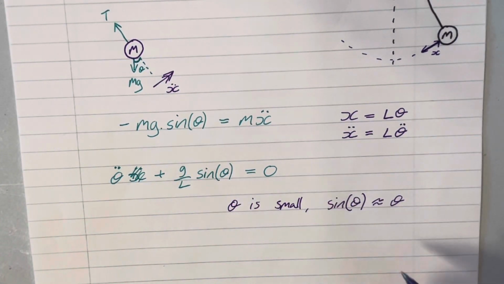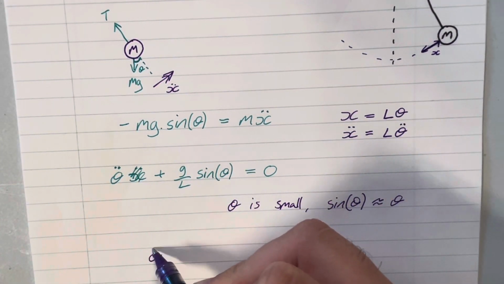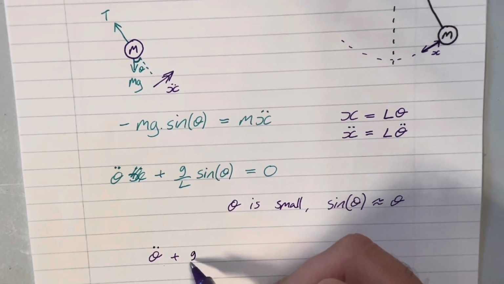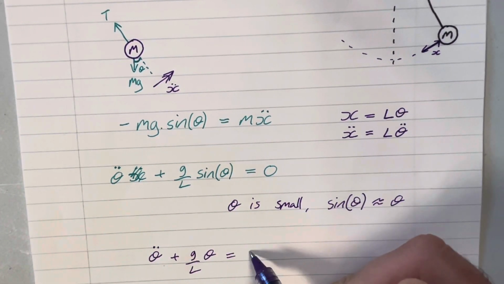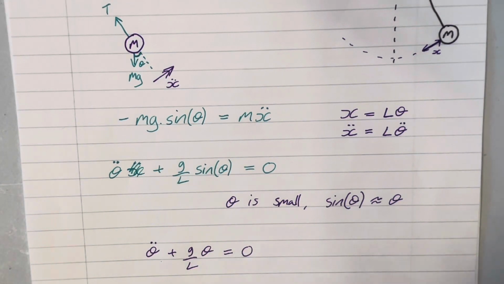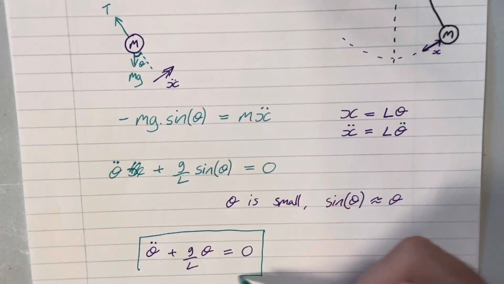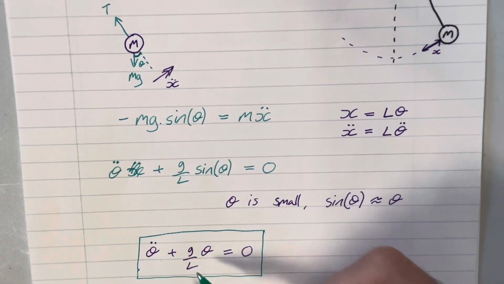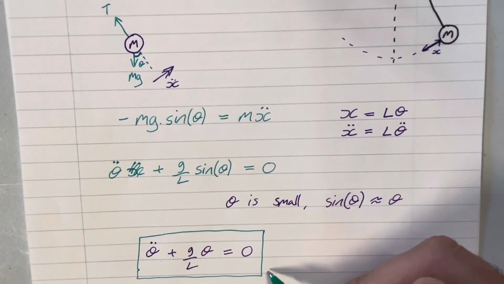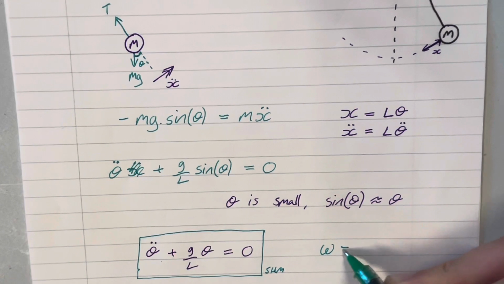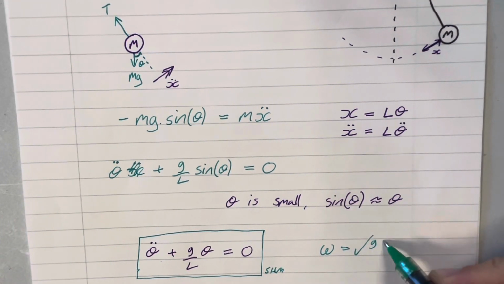In which case, this equation now becomes an SHM equation because you've got theta double dot plus g on L theta equals 0. And that is an equation for SHM because you've got a second derivative plus a constant times the function equals 0. Okay, so that is SHM. And in this case, omega will equal the square root of g on L.